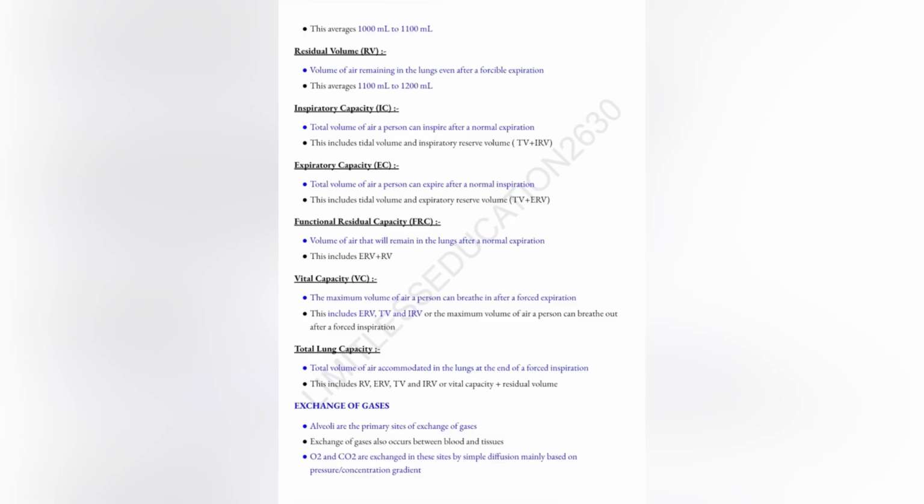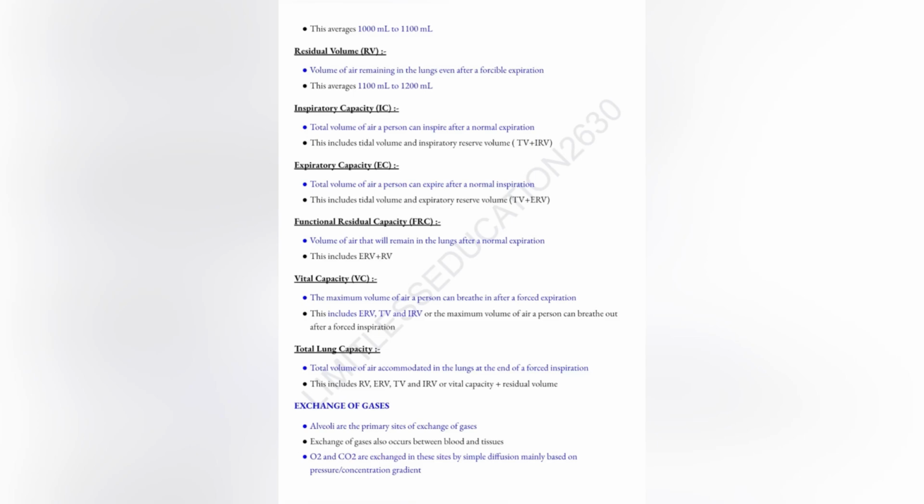Vital capacity, maximum volume of air a person can breathe in after a forced expiration, which is going to involve the tidal volume, expiratory reserve volume, and inspiratory reserve volume, or the maximum volume of air a person can breathe out after a forced inspiration. Total lung capacity, total volume of air accommodated in the lungs at the end of a forced inspiration, which includes the residual volume, expiratory reserve volume, tidal volume, and inspiratory reserve volume, or vital capacity plus residual volume.